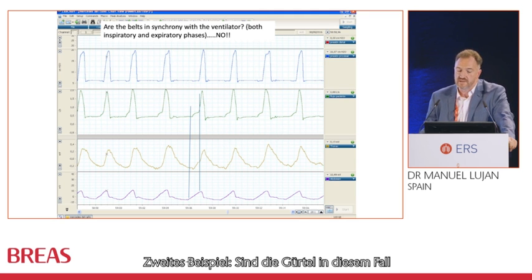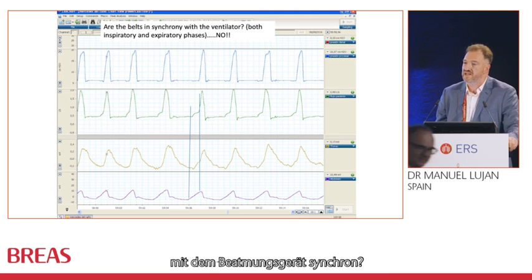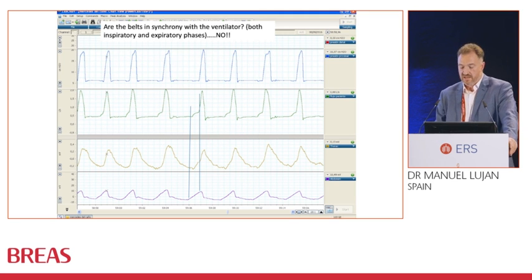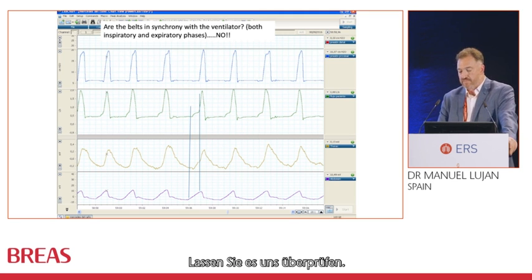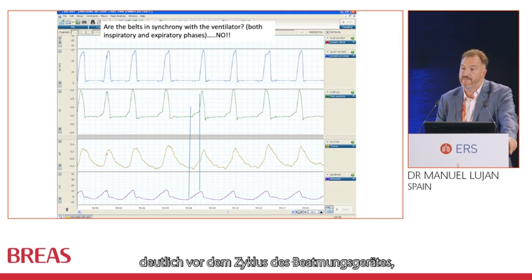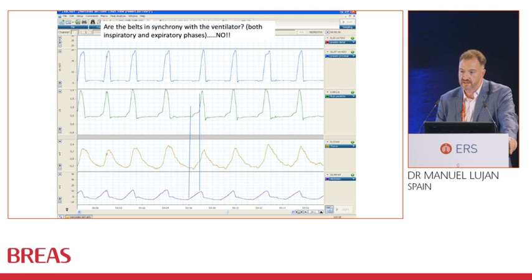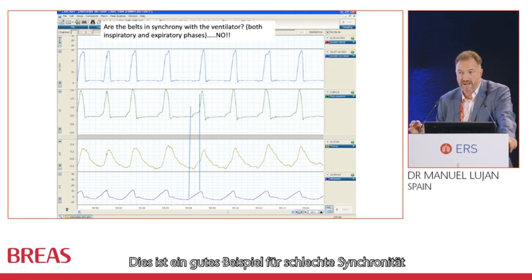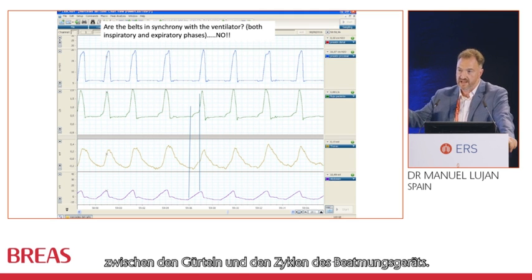Second example: are the belts in synchrony in this case with the ventilator? Probably not. Let's review it. Abdomen. In the abdomen, the onset of inspiration is clearly before the ventilator cycle, with a delay of around 600 milliseconds. This is a good example of bad synchrony between the belts and the cycles of the ventilator.